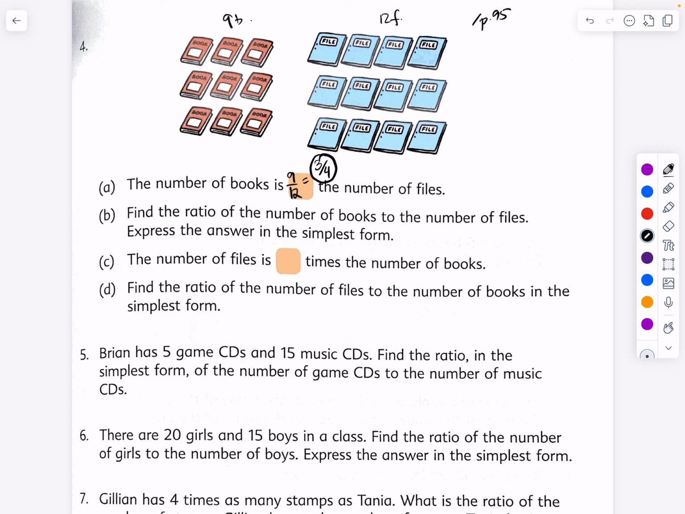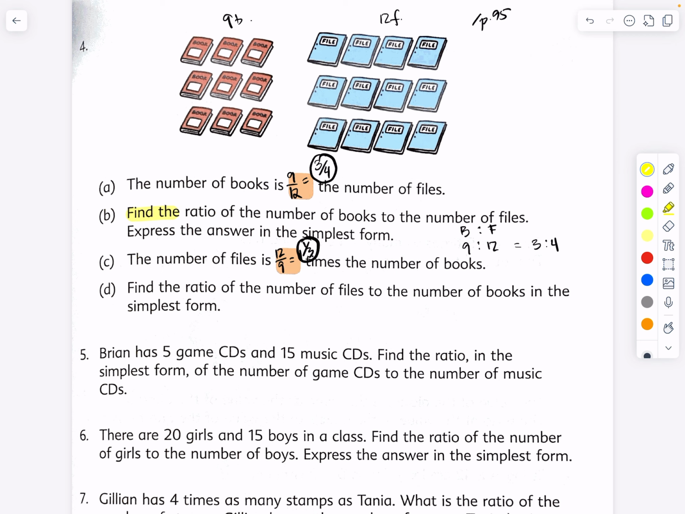We have fewer books. Find the ratio of the number of books to the number of files. Well, books to files is 9/12, which is the same as 3/4. Question C. The number of files is blank times the number of books. Well, we clearly see there are more files. And we can just say it's 12 ninths, which is the same as 1 1/3. 1 1/3 more.